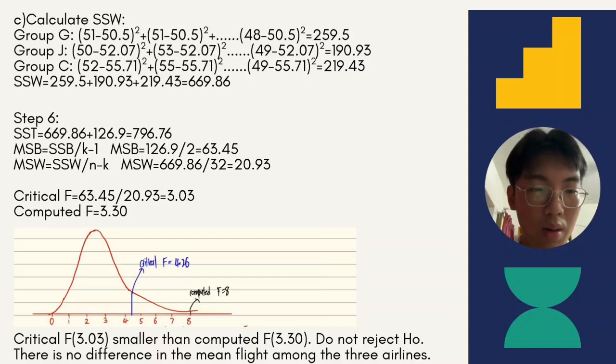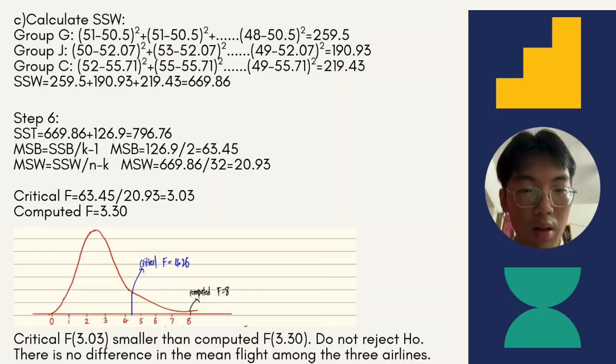Alright, so let's go through the next calculation. So we need to find out the SSW. So how to find the SSW? So like example in group G, we need to use each number in the group like 51, so we minus 50.5. This is the mean for each group. After that we need to square it. After that we compute it all. We can find the final answer is 259.5. So after that we need to find SSW, so we need to compute this all. So we can find that the SSW is 669.6.